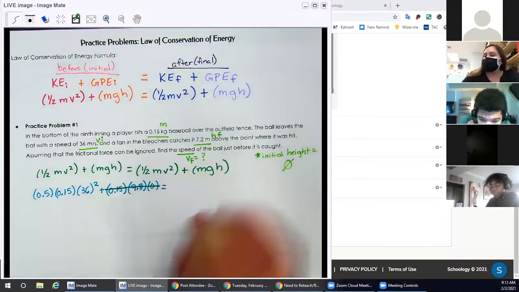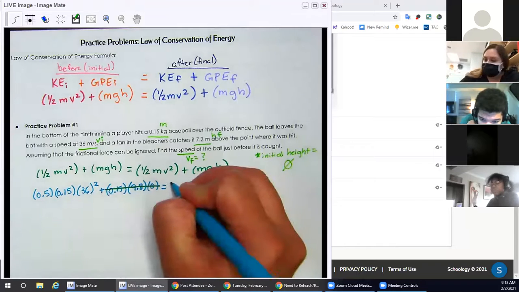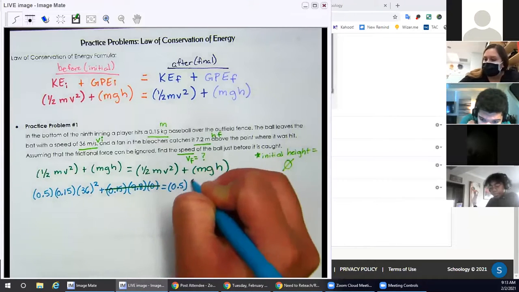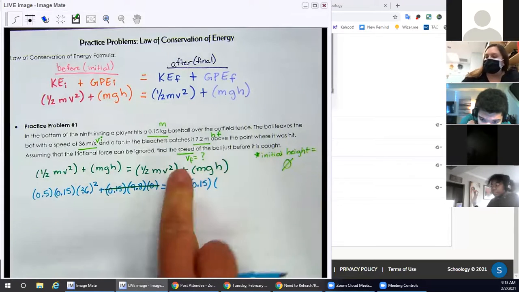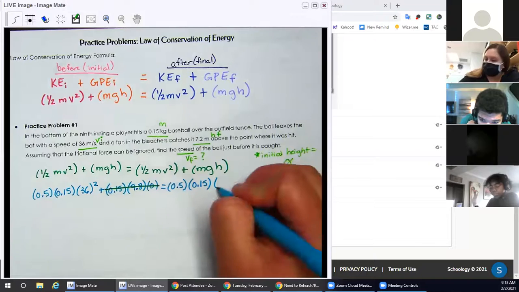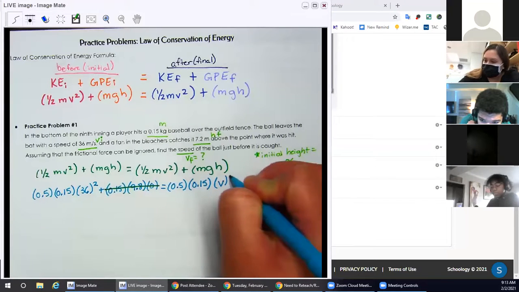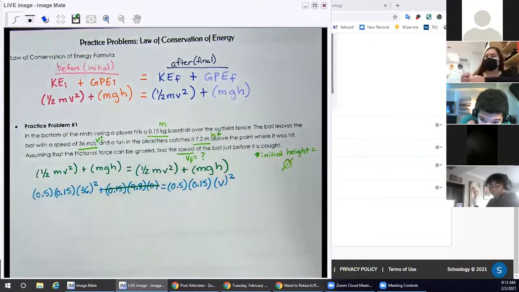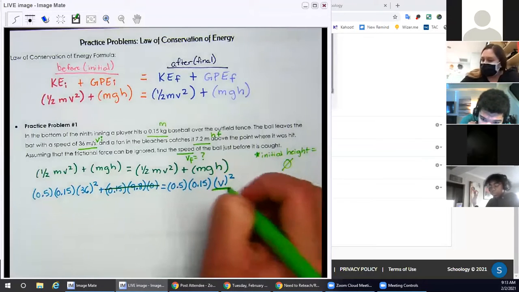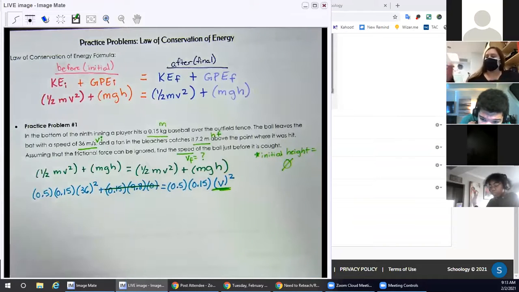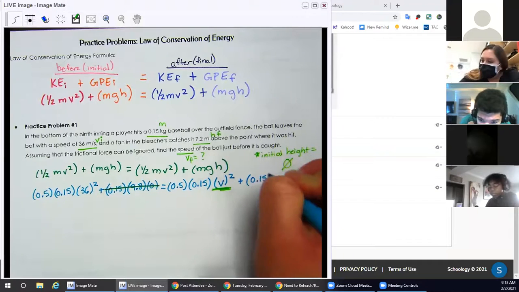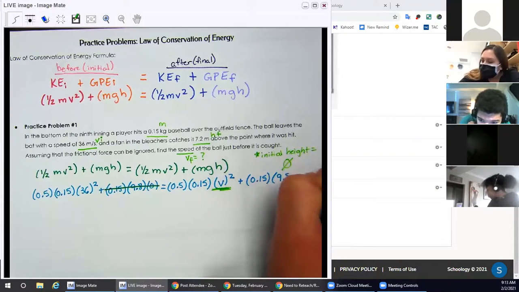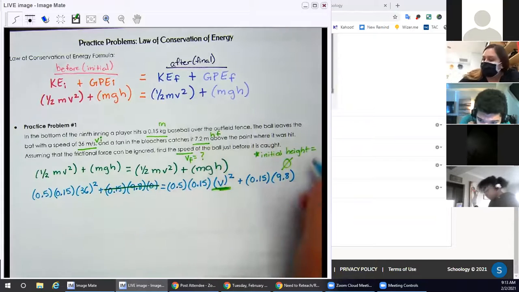And then again, now we're going to do the after part. So we have our 1/2 again, which I like using 0.5. Our mass again stays the same, 0.15. Our velocity after is what we're trying to find. So that's our v squared. That's our unknown. This is what we're trying to find. Plus our mass. Again, that's still 0.15. Gravity, 9.8. And our final height was 7.2.